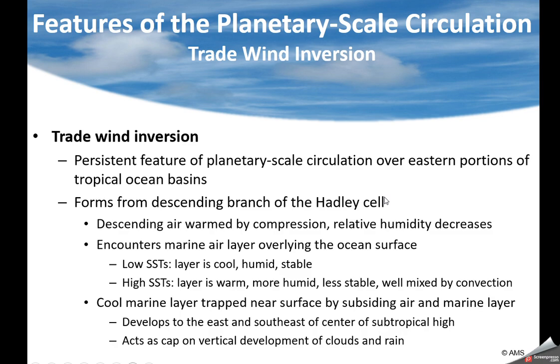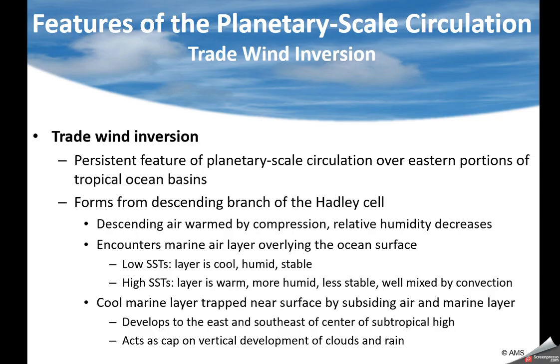All right, down in the tropics, there's another feature that really impacts the tropics called the trade wind inversion. What it is, there's descending air, it's warmed by compression. Relative humidity decreases on the bottom side of the Hadley cell. That's just a little bit north of where the intertropical convergence zone is. So the upper level atmosphere gets dried out, gets warm. The bottom layer, however, may be a maritime layer.